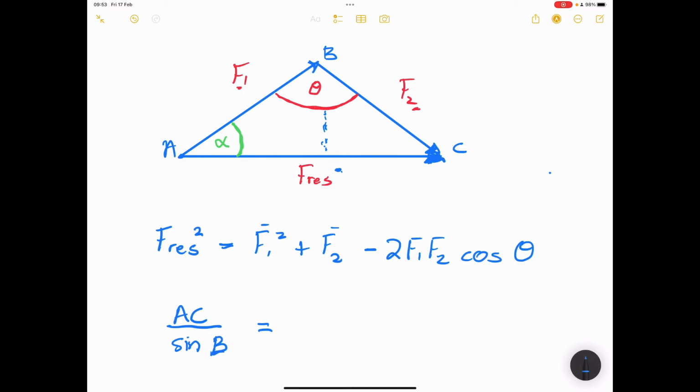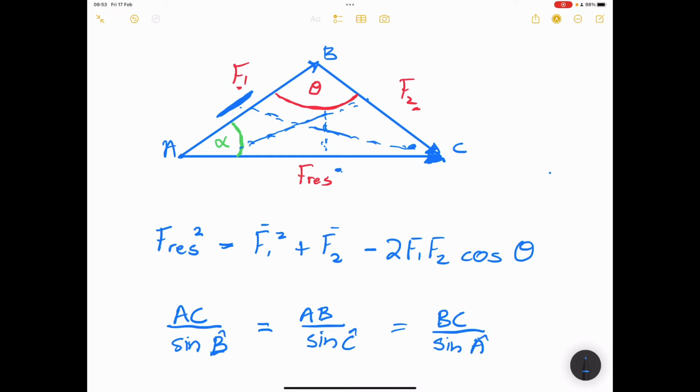Should be equal to, now note again, it's equal to side AB. So here's side AB on this side. What is the angle that is opposite side AB? That's angle C. So that's AB over the sine of angle C, which is equal to another side, BC, divided by, what is the angle opposite side BC? That's the sine of A. Now, it would depend which sides you are given.